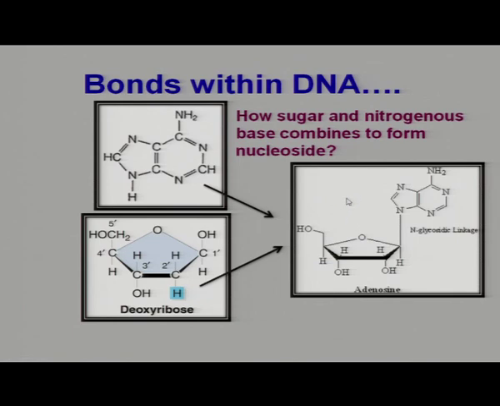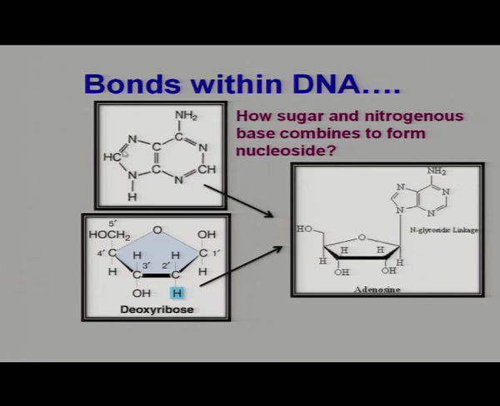Now let us see how these major components of DNA or RNA combine together and what the different bonds are. First we will see how the sugar molecule combines with the nitrogenous bases. This is the deoxyribose sugar which is present in DNA. At the first carbon, there is a nitrogenous base, which may be adenine, cytosine, thymine or guanine. Uracil is not there in DNA.